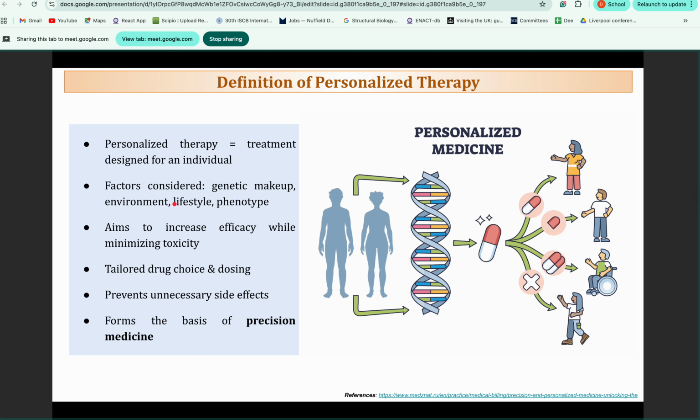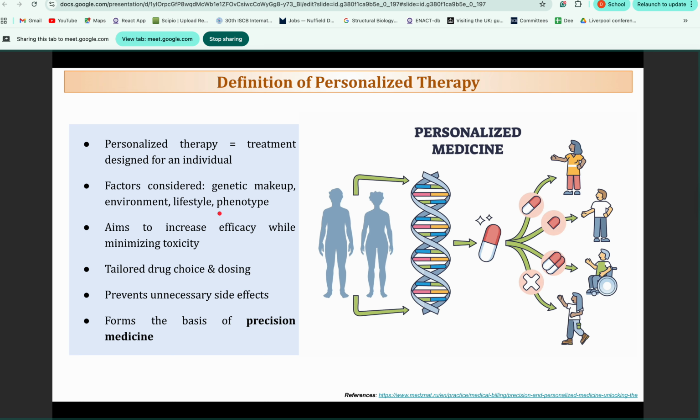Then comes environment. We have also seen that people who are present in different environments, for example people in desert conditions or hot climate conditions, may behave differently to a drug as compared to a person who is living in the polar regions, or regions which have an extremely cold climate. So in that way we also look at the environment.